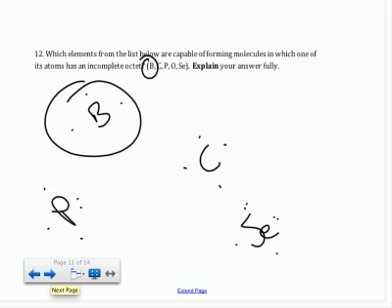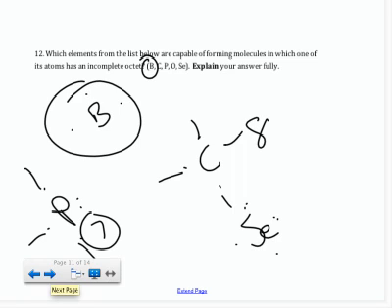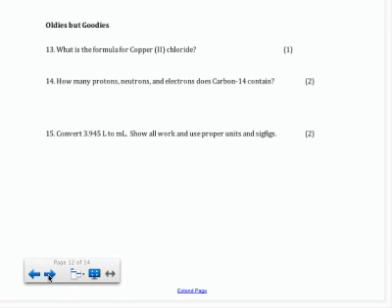Boron, if it only formed 3 bonds, would have 6 valence electrons. Phosphorus, if it formed 3 bonds, would actually end up with 8. Carbon's going to end up with 8. Selenium's going to end up with 8. So boron's the only one that could be incomplete.